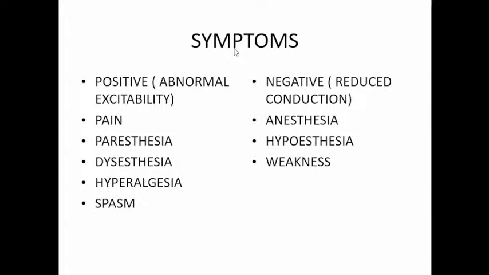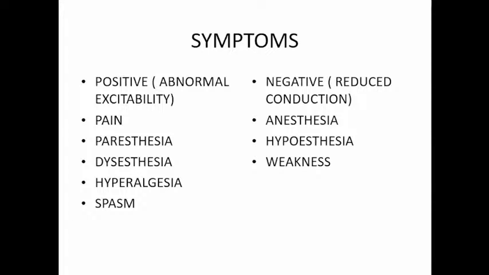And then we go to the negative symptoms, where we talk of reduced conduction. Anesthesia means there is reduced sensation. And then we move to hypoesthesia, which is similar, and then weakness, whereby in severe cases, you may find that there is weakness in the upper limb or in the lower limb.